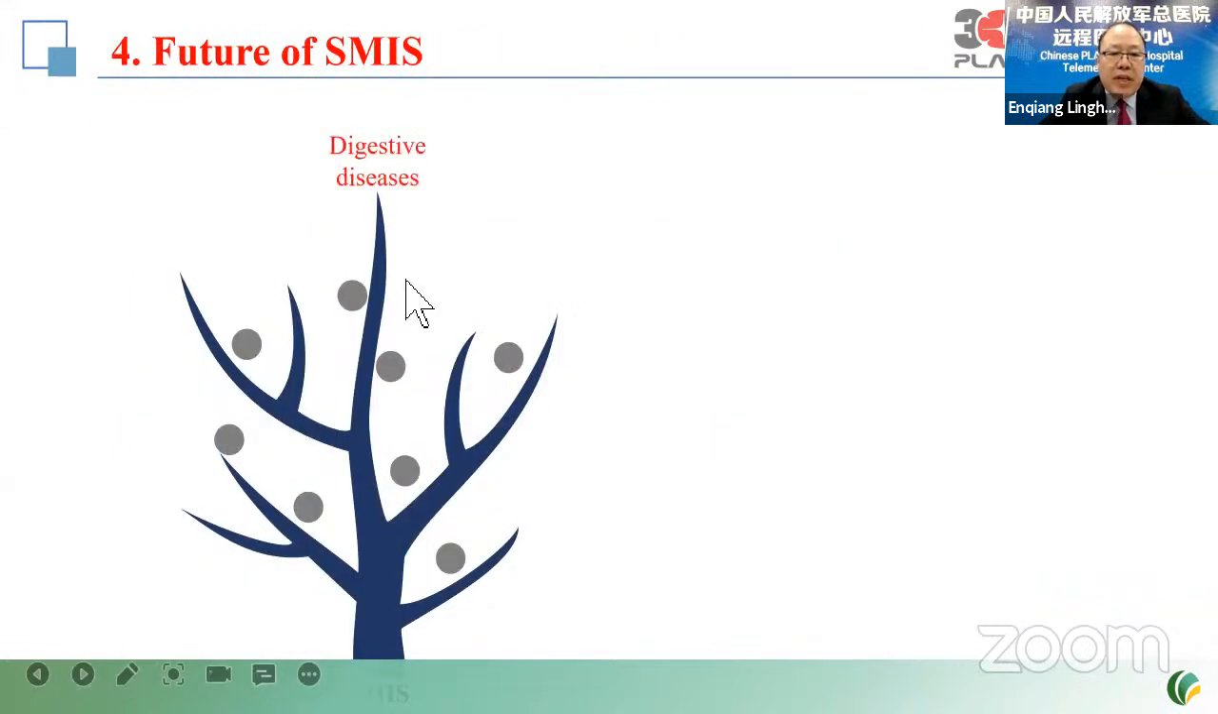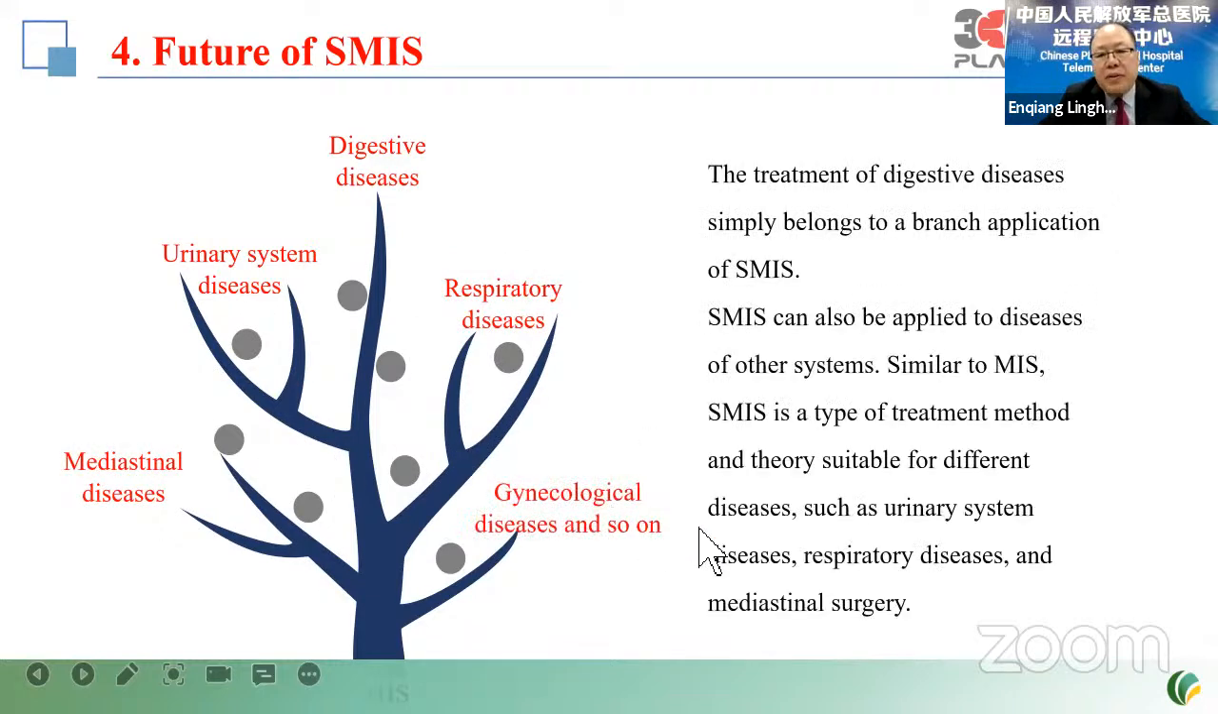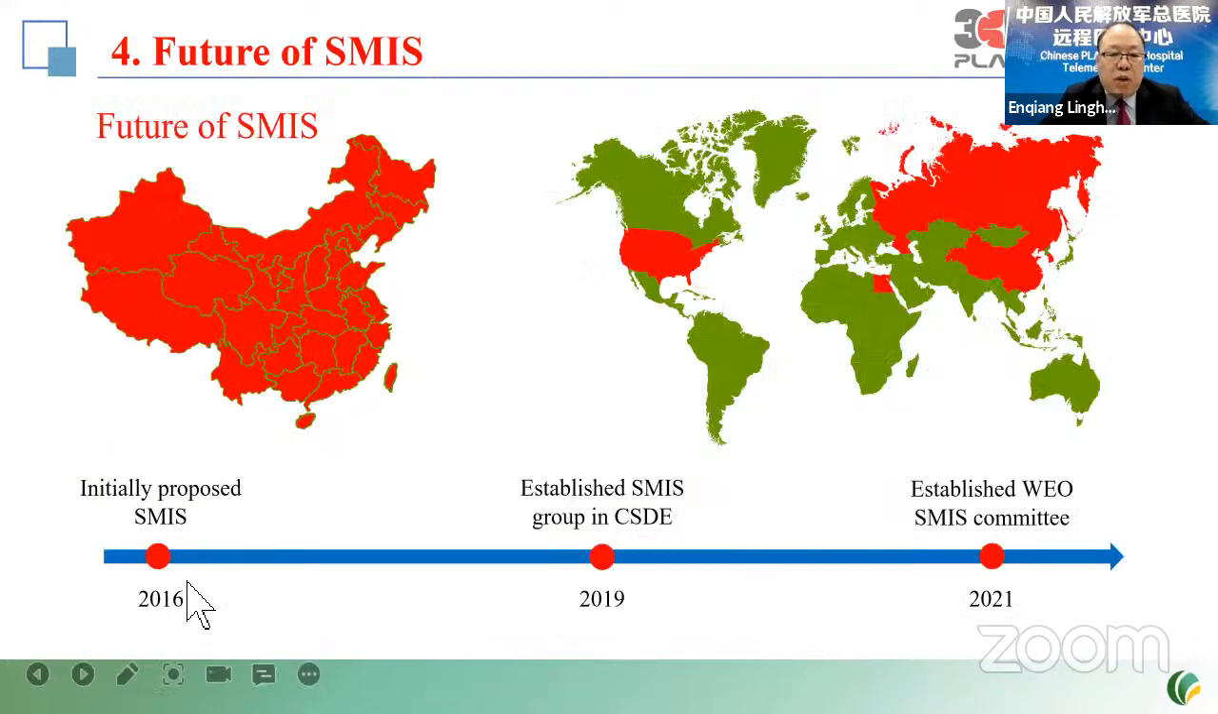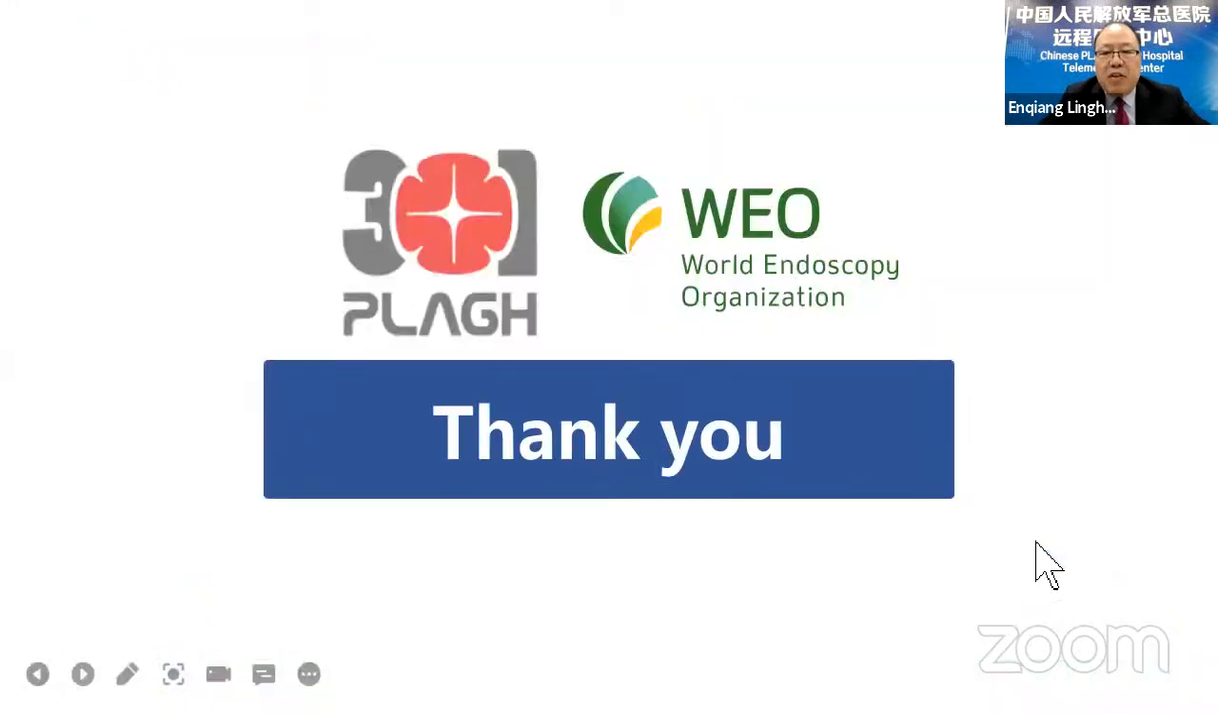For the future of SIMS, it will go from digestive disease to neural system disease, respiratory disease, metabolic disease, and so on. So SIMS is not just gastric endoscopy for digestive disease, but for all aspects of medicine. The first initial purpose was in 2016, and we established the SIMS group in CSDE, and the WEO committee in 2021. Thank you, everyone.